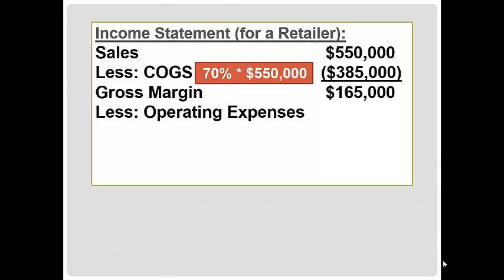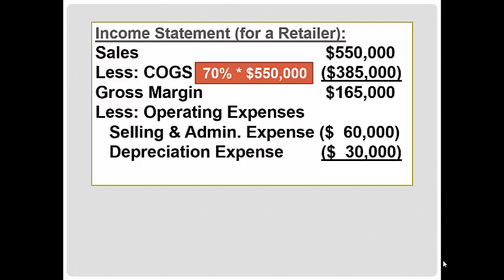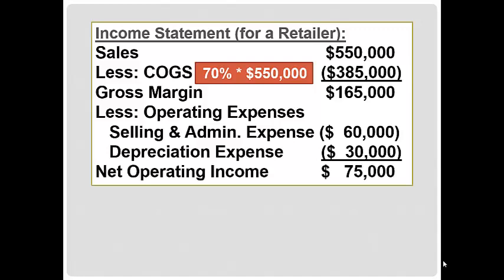Now we need to subtract all of our operating expenses. In this problem, you'll notice that you're given depreciation expense is $30,000 and selling and administrative expense other than depreciation is $60,000. So we'll put both of those in there. Both of the expenses are deducted to get net income. With selling and administrative expense of $60,000 and depreciation expense of $30,000, we will net out to get income of $75,000. Now that is our budgeted income for the month.